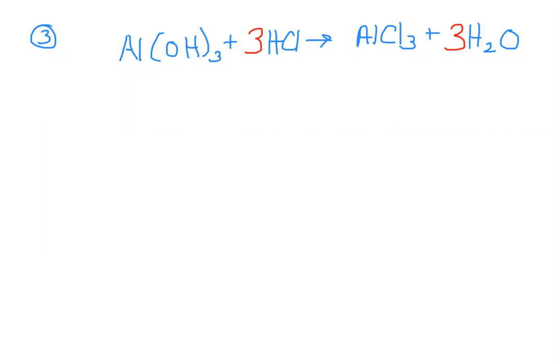I am going to do part A. You are going to do part B for homework. 3B is homework. All right, you're going to write what you are given. We're starting with 50.3 grams of Al(OH)3.